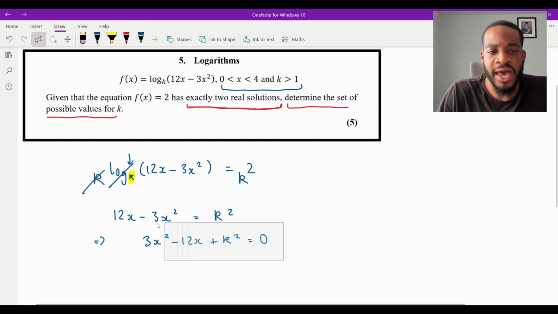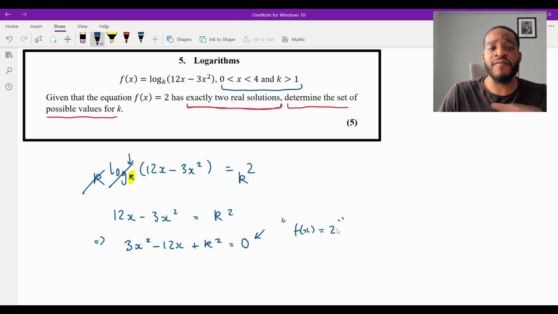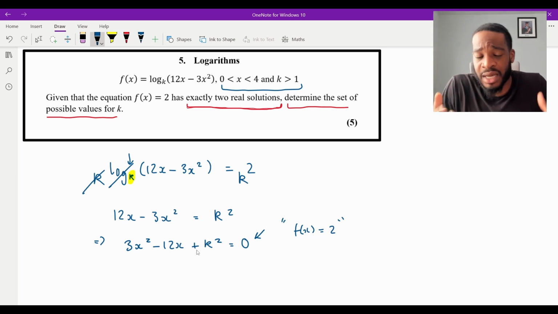Perfect. All right, so we're here. Now this equation is the same equation as f of x equals 2. We've just used algebra to write it in a different form. Now, f of x equals 2 had exactly two real solutions. If this is the same equation, this also has exactly two real solutions, right? So it's the same equation.